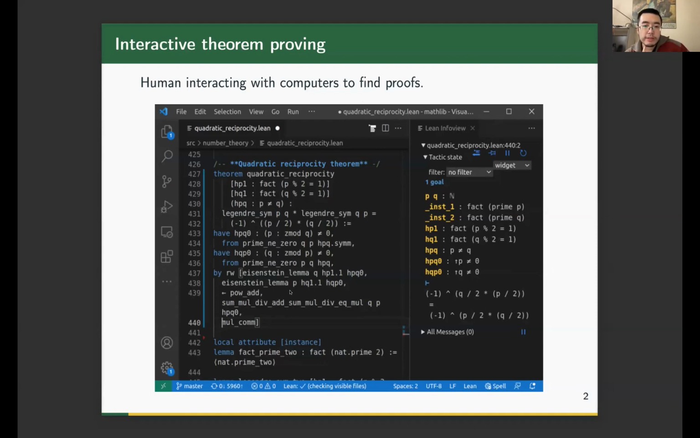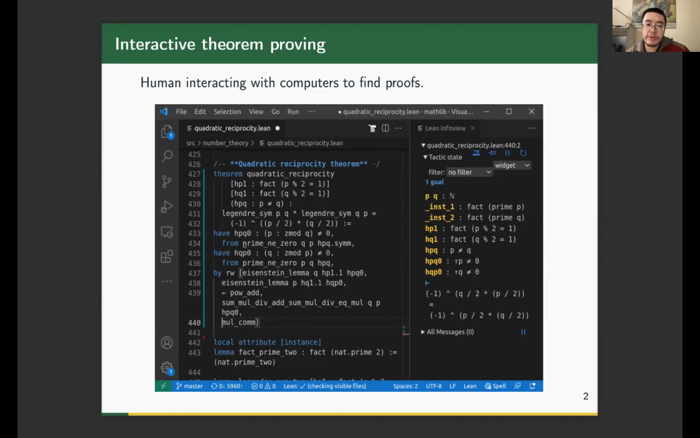Okay, let's explain a bit about the theorem here. You can see that this is the standard form of the quadratic reciprocity theorem. It is implicit here that p and q are primes. We have the fact that p and q are odd numbers, and p is not equal to q, and then we have the Legendre symbol of p and q times the Legendre symbol of q and p, and then it equals that thing. And below is all the proof.